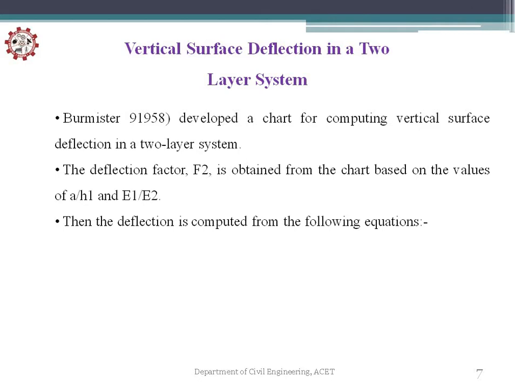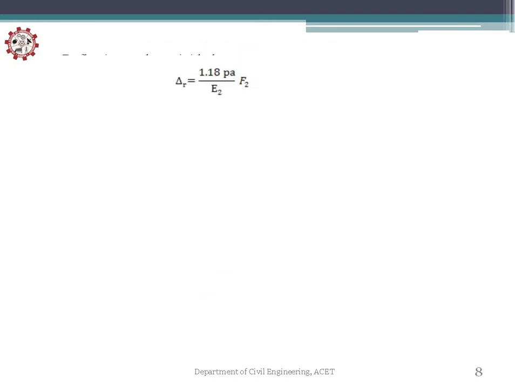Then the deflection is computed from the following equation. Deflection under a flexible plate, delta equals 1.5 PA upon E2 into F2, and the deflection under a rigid plate is given as delta equals 1.18 PA upon E2 into F2.